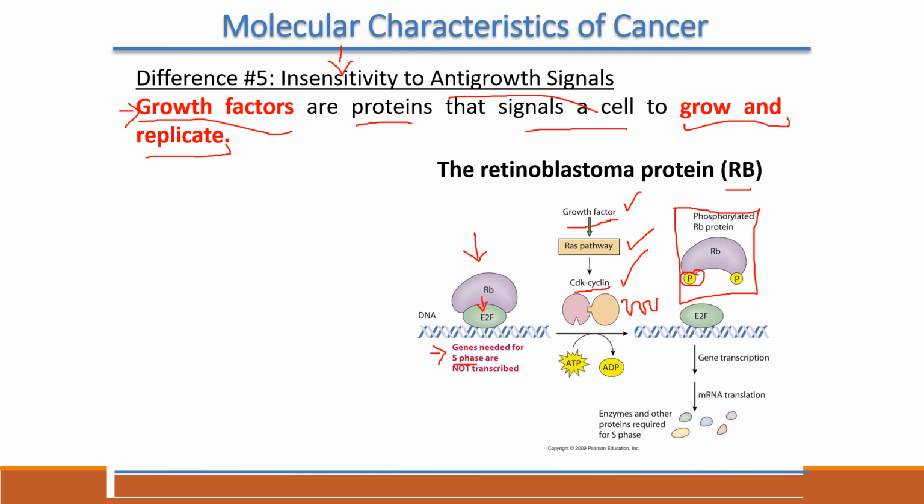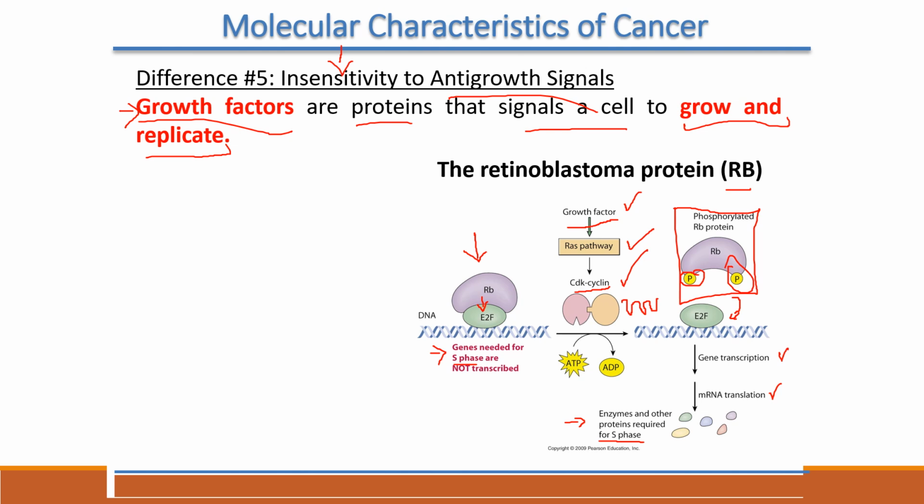You see the phosphate groups here attaching to retinoblastoma. Now it is not able to attach to the E2F, to this transcription factor. And what is going to happen? Gene transcription and gene translation take place, and now you have all the enzymes and other proteins required to go into the S phase. So mitosis takes place.